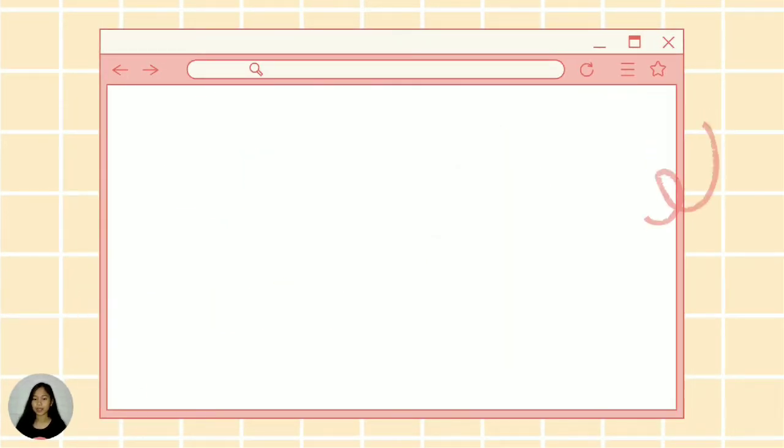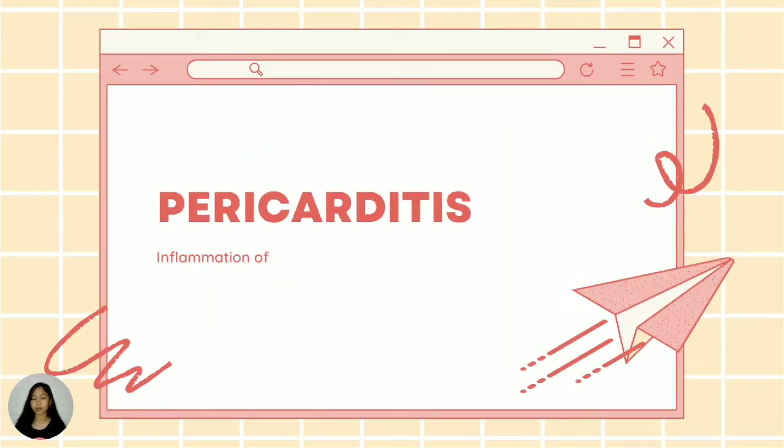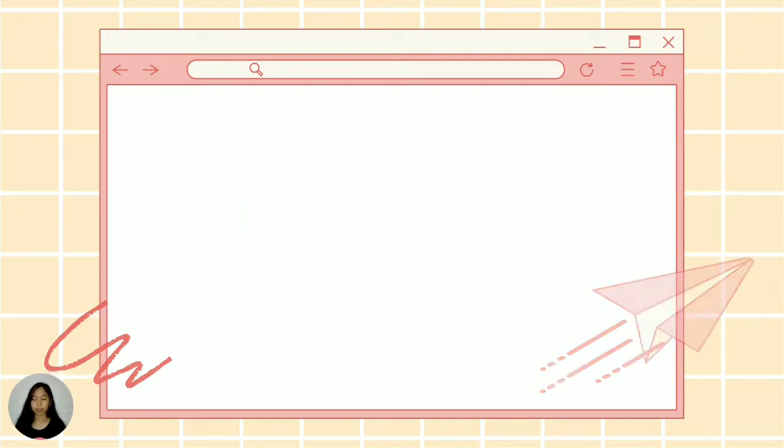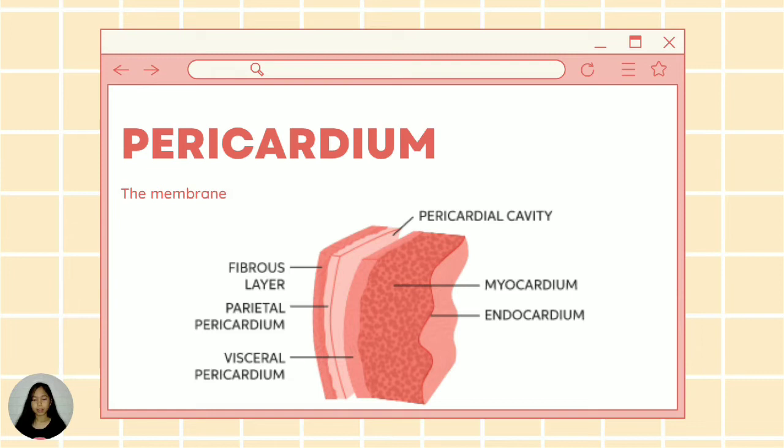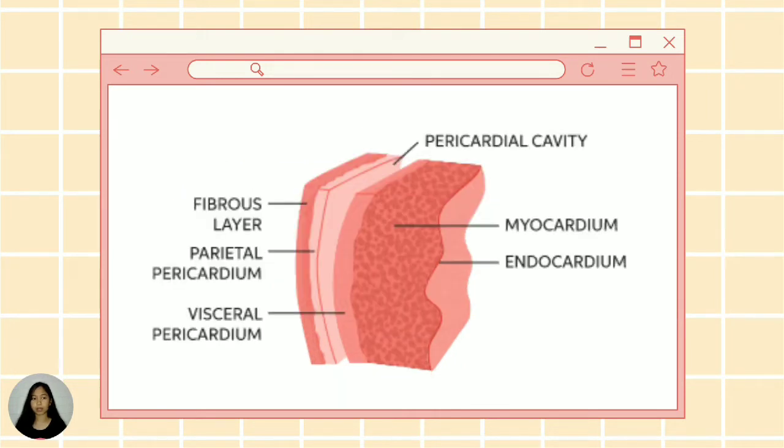This condition is called pericarditis, the inflammation of the pericardium. So what exactly is a pericardium? The pericardium is a thin fibroelastic sac surrounding the heart and the roots of great vessels. This holds the heart in its position in the mediastinum while allowing it to move vigorously and contract rapidly.